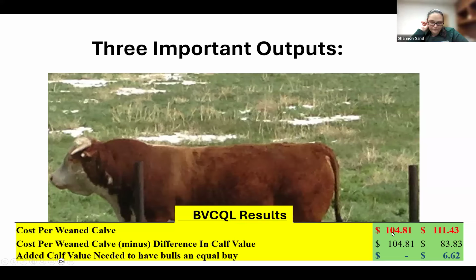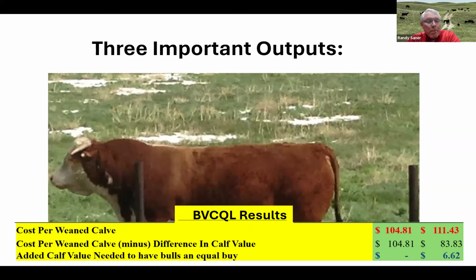So at that 87.5% rate, it cost me $104.81 for my current bulls, approximately, to get each one calf. So one calf has to bring in $104 back just to pay for the bull. That doesn't include anything else, nothing else to do with the cow cost, it has nothing to do with anything else. That's right, just the bull.